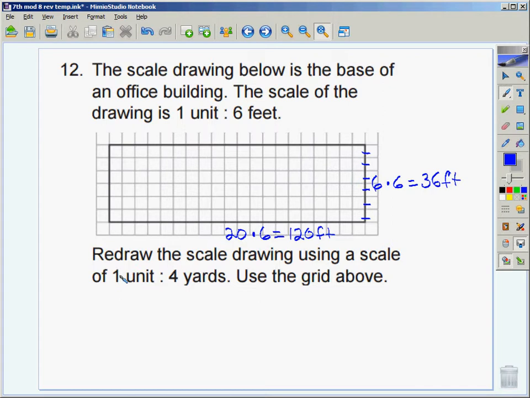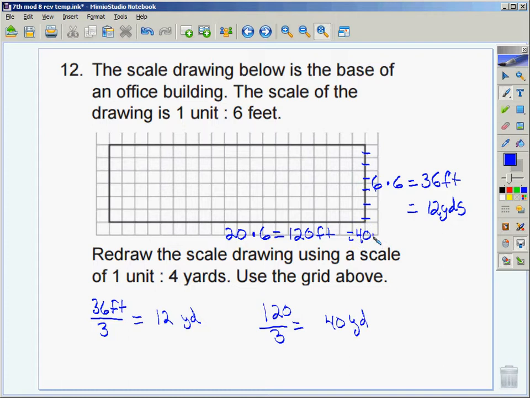Okay. They want 1 unit to represent 4 yards. So I need to change 36 feet, first off, into what? I need to change it into yards. So I'm going to divide 36 by 3 so I know how many yards this 36 feet is. 3 goes into 36 12 times. This will be 12 yards here. This one would be 120 divided by 3 to give me my yards, and this would be 40 yards.